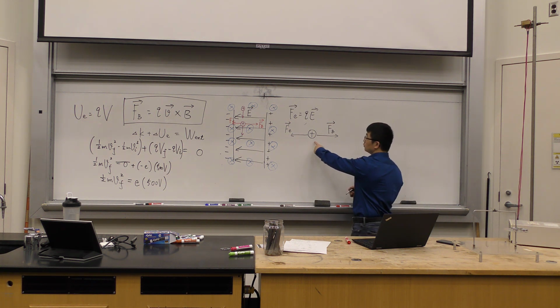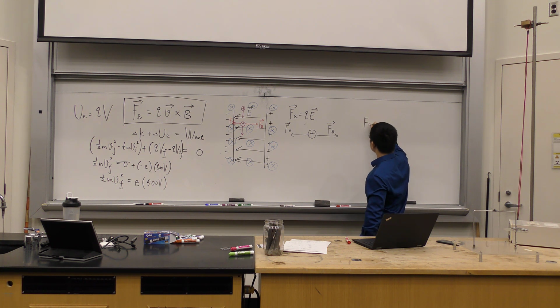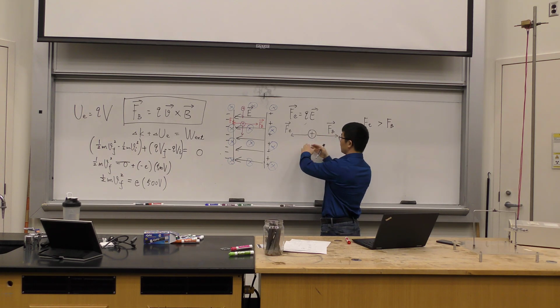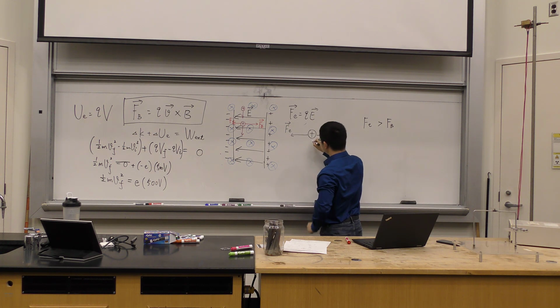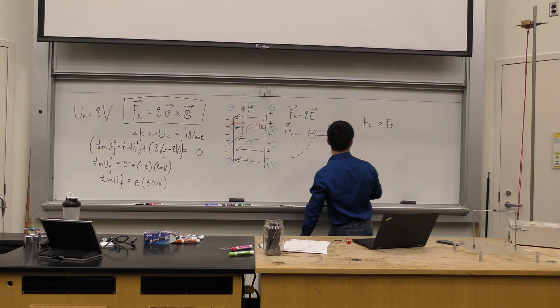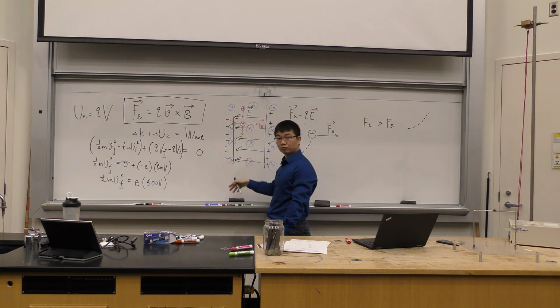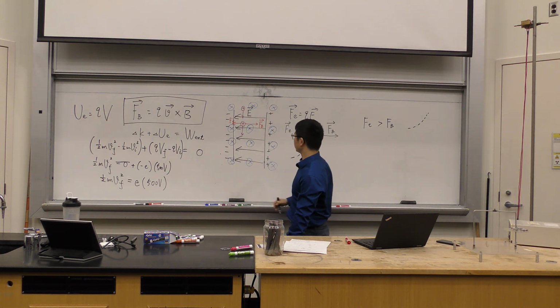Now how does it move? Well, it totally depends on these two forces. Say the electric force is greater than the magnetic force. Then this guy's going to pull that way. Imagine there are two forces pulling this charge, but this one wins. So the charge is going to move this way, and it's going to hit the left plate. So it's not going to go through this region.